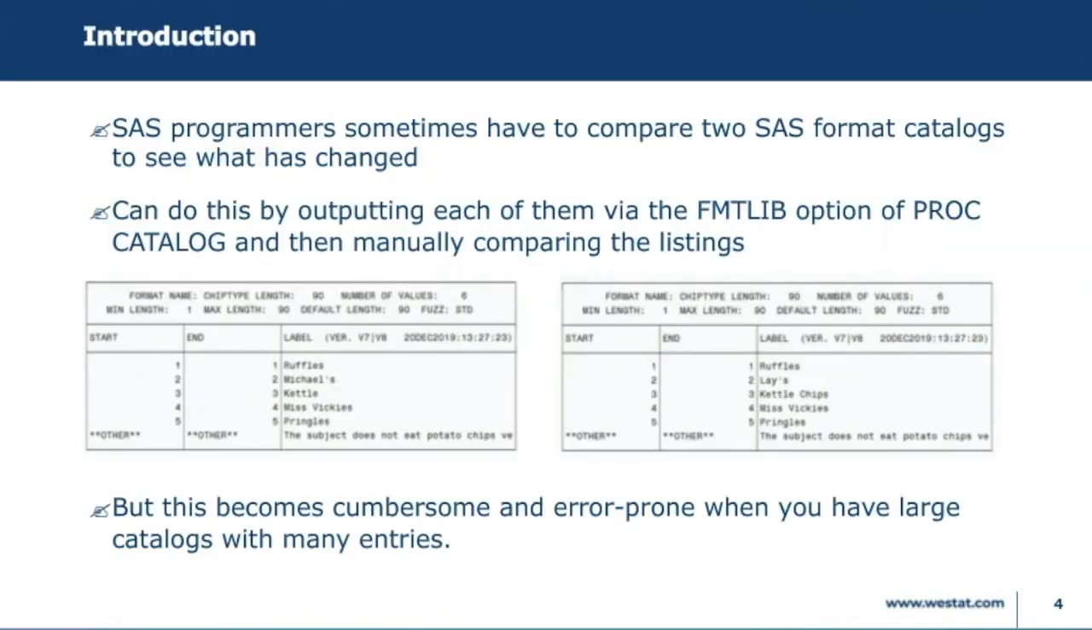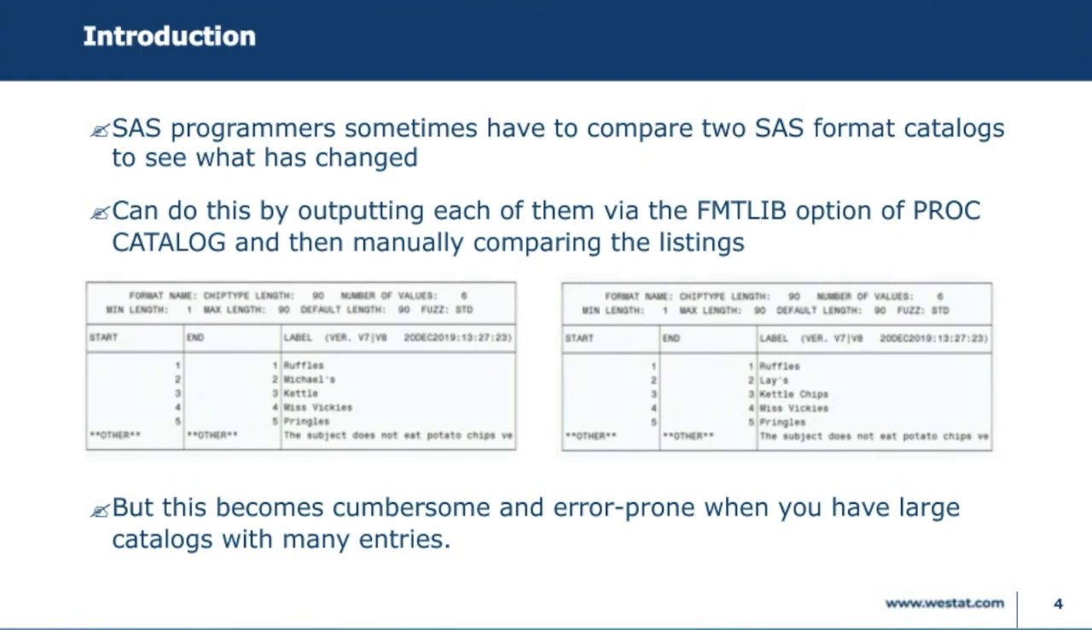But no matter which case it is, how do you determine the differences between the old format catalog and a new format catalog? Well, the tried and true way of doing it has always been to output each format catalog using the FMTLIB option of PROC CATALOG and then manually comparing them. That's fine if you have very small format catalogs, and it's relatively easy to compare them. But the whole system breaks down. It becomes error-prone and cumbersome when you have very large format catalogs with many entries and many different catalogs within them. So you need a better way of doing it.